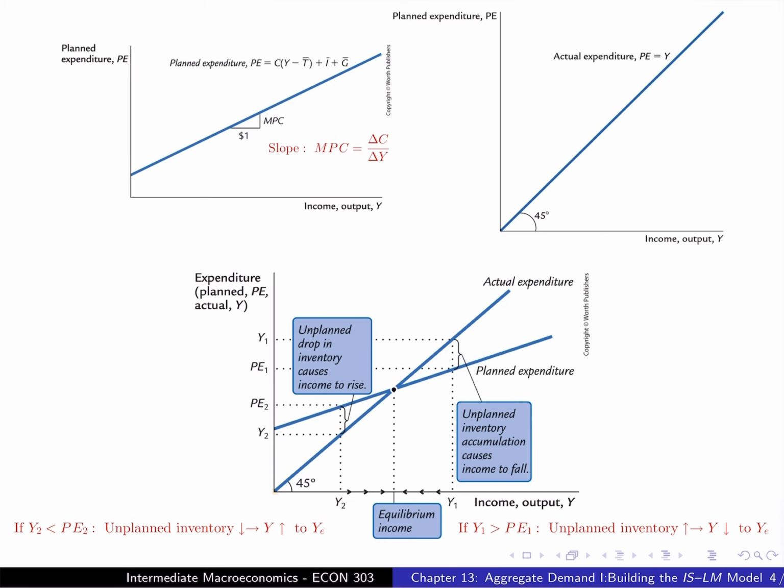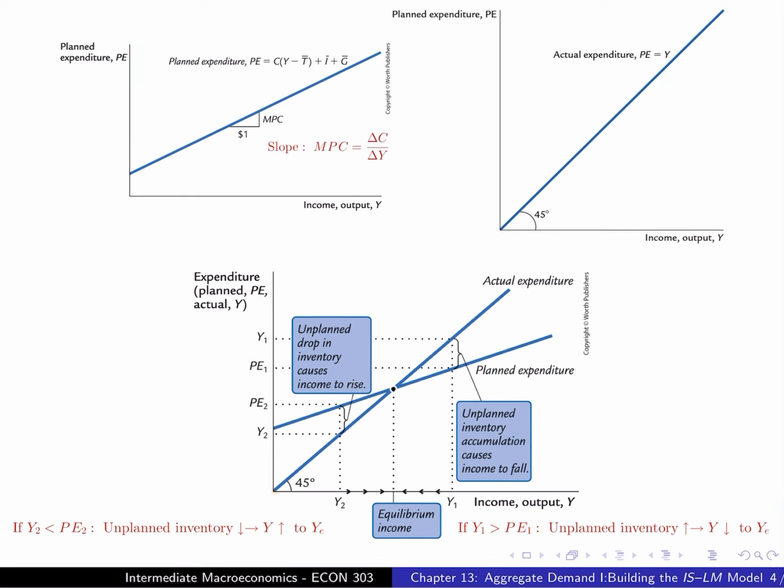Top right graph, the 45-degree line, simply shows the line where PE equals Y. This is called the actual expenditure line. At every point on this 45-degree line, planned spending exactly equals actual output. Bottom graph, finding equilibrium and inventory adjustments. This is the most important graph. It combines the planned expenditure line and the 45-degree line. The intersection of the two lines shows the equilibrium level of income, YE.